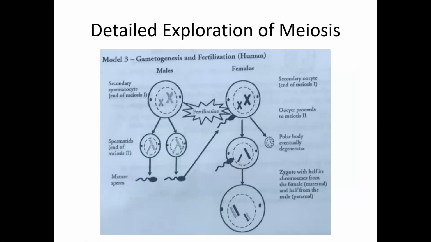Now let's go to model 3. So model 3, we're looking at what's called gametogenesis and fertilization. Gametogenesis is the formation of gametes, right? The sperm and the egg, and fertilization is the formation of the zygote, right?